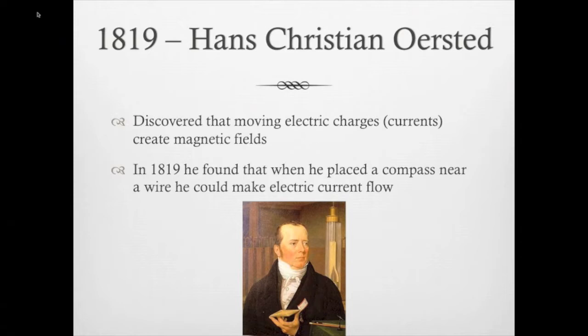We are going to start with Hans Christian Ørsted. Now, Ørsted discovered that moving electric charges, or currents, can create magnetic fields. In 1819, he placed a compass near a wire, and he could tell by the direction that the needle in the compass was pointing that electric current was flowing. So, to give you an example of this, I'm going to give you a clip of his experiment.